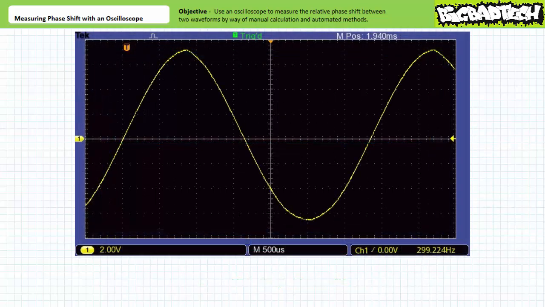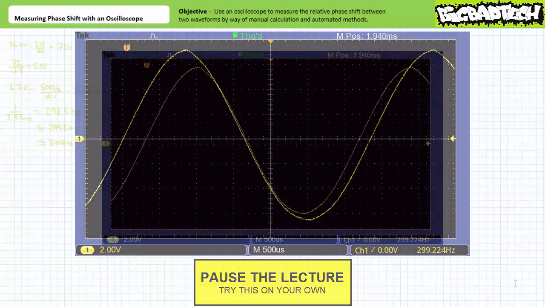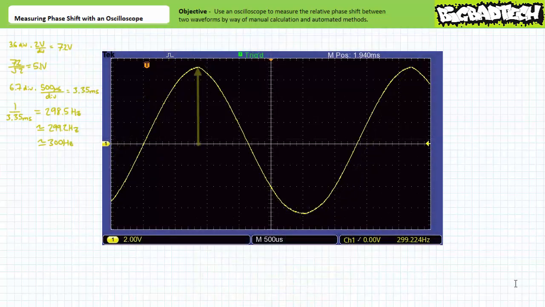When a sinusoidal voltage waveform is displayed on channel 1, we can use the scaled vertical and horizontal markers to measure various properties. By all means, pause the lecture and see if you can determine the peak value, the effective value, the period, and the frequency of this waveform. If you're tracking, you should have obtained the following values. Looks like this first waveform in yellow peaks at, let's say, 3.6 divisions above the horizontal axis.